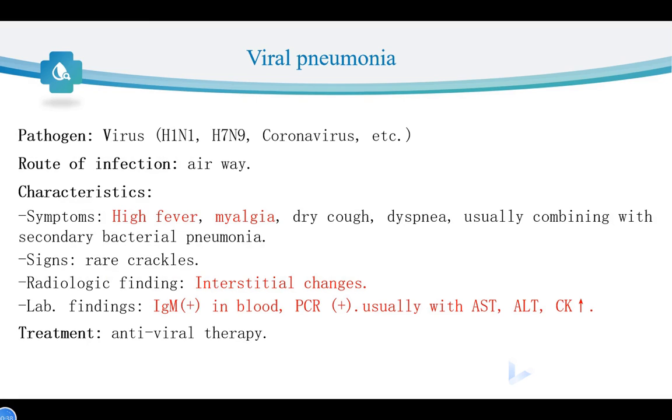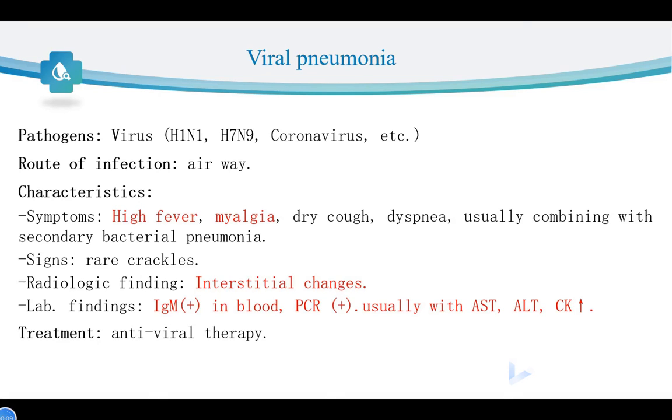Viral pneumonia. Lots of viruses can cause a viral pneumonia, including H1N1, coronavirus, and so on. The route of infection is mainly through the airway. The characteristics of this viral pneumonia include high fever, dry cough, and usually dyspnea in some severe cases. And most of the patients will have a secondary bacterial pneumonia.